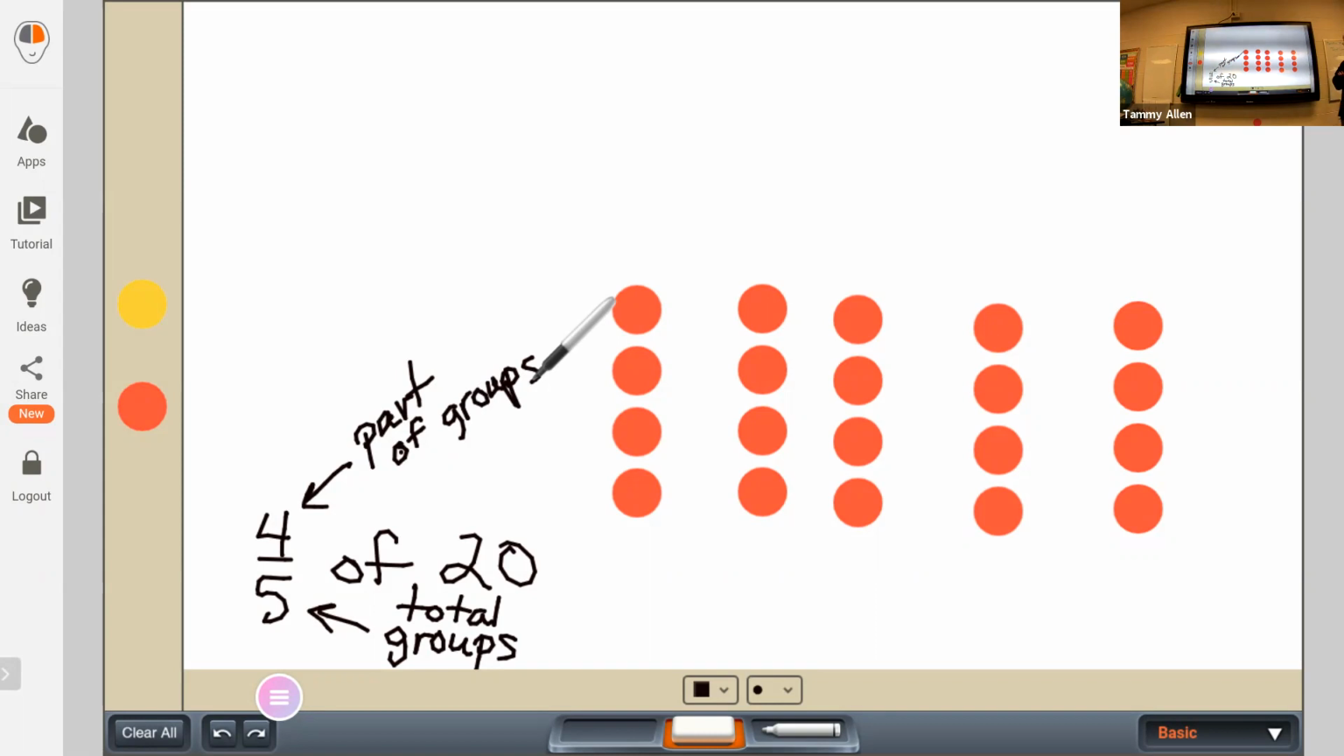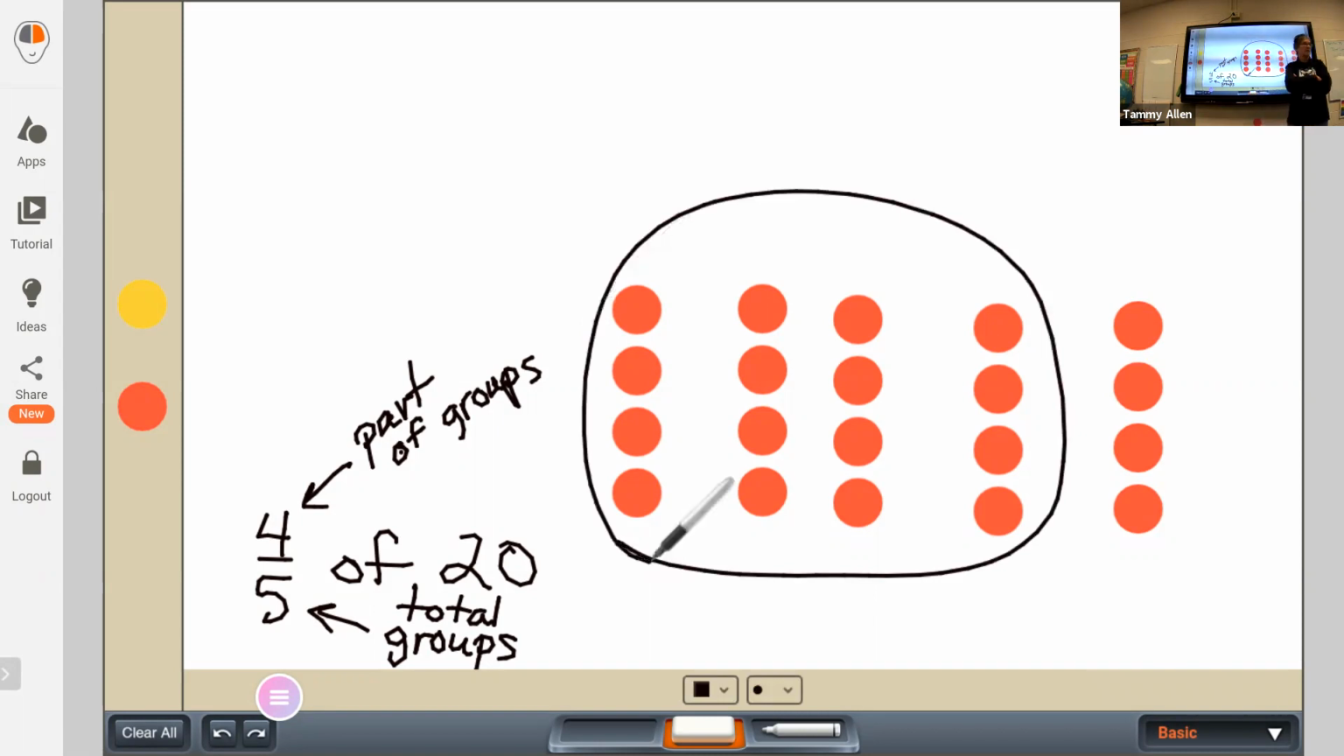All right? So I've got my 5 groups. I know that there are 4 in each group, but this is group 1, 2, 3, 4, and 5, right? I want how many of those groups? I want 4 of those groups, right? So I want these 4 to be 4/5 of my 20. Does that make sense?